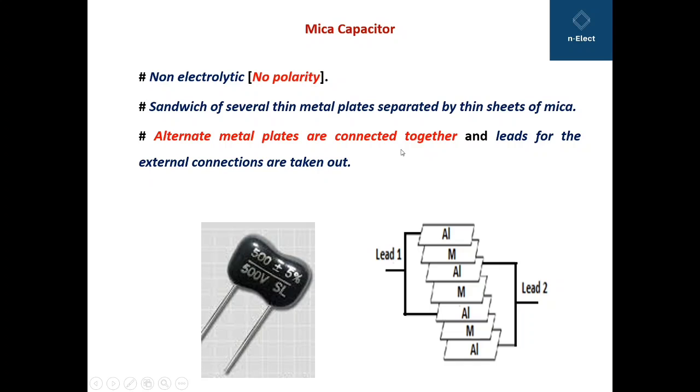Alternate metal plates are connected together. As you can see here, the first aluminium plate and directly the third aluminium plate are connected together. And on this side, the second aluminium plate and the fourth aluminium plate are connected together. From the first and third plates, lead 1 is taken out. On the right-hand side, from the second and fourth aluminium plates, lead 2 is taken out. So alternate metal plates are connected together, and leads for the external connections in the circuit are taken out.